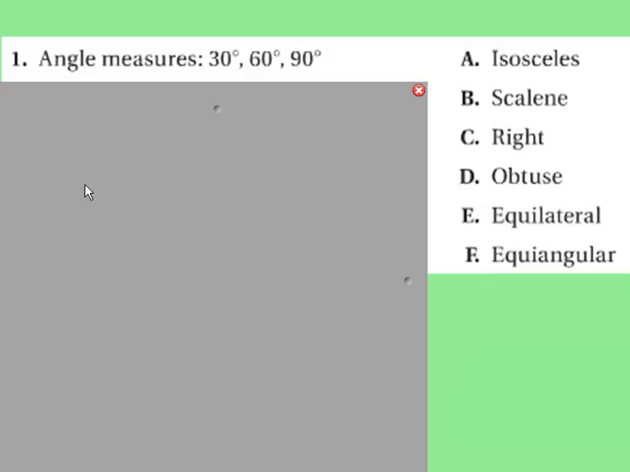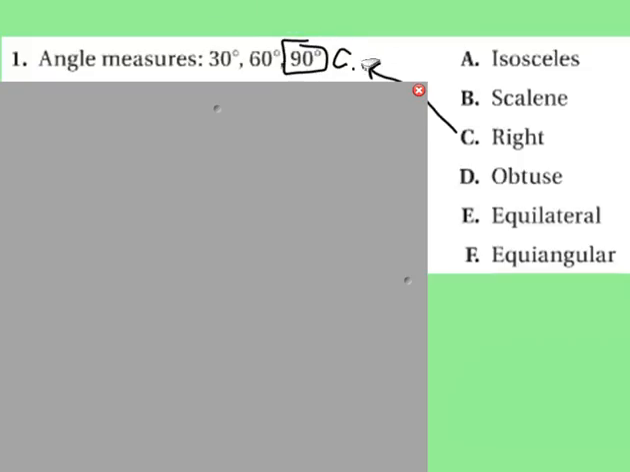Let's take a look then at some examples. If I have a triangle with angle measures of 30 degrees, 60 degrees, and 90 degrees, I want you guys to be able to find out what kind of triangle I would call that. I'm going to give you a couple seconds to figure it out, and then I'm going to tell you the answer. All right, my answer to number one is C. It is a right triangle, because a right triangle has a 90-degree angle, and this here has exactly one 90-degree angle.